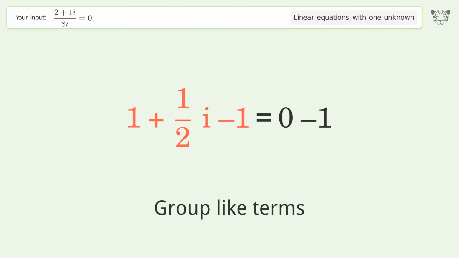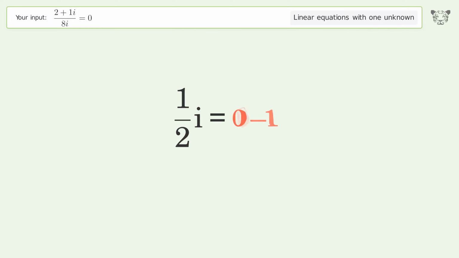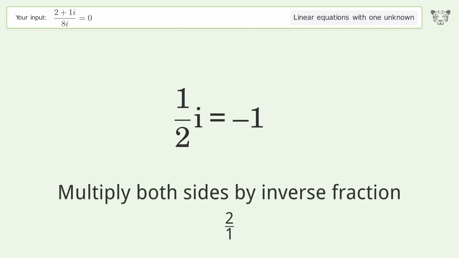Group like terms. Simplify the arithmetic. Isolate the I. Multiply both sides by inverse fraction 2/1.